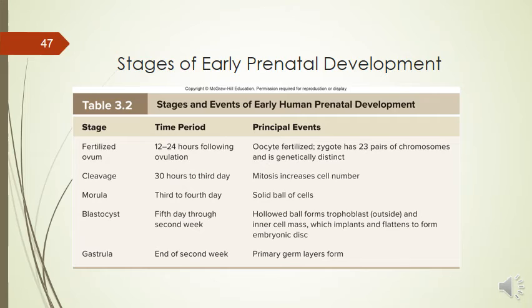So from the fertilized ovum, we now have a zygote with 23 pairs of chromosomes, and it is genetically distinct. In cleavage, mitosis increases the cell number. In the morula, you have a solid ball of cells. When the blastocyst forms, you get the trophoblast on the outside with the inner cell mass, which implants and flattens to form an embryonic disc. And for the gastrula, you have, at the end of the second week, the 3 primary germ layers.